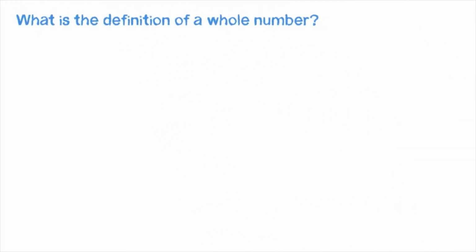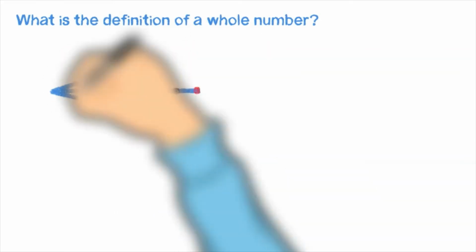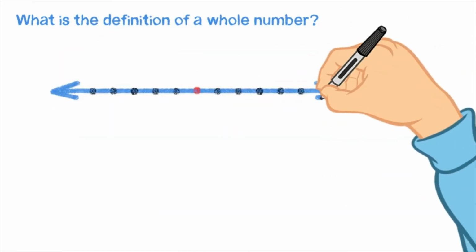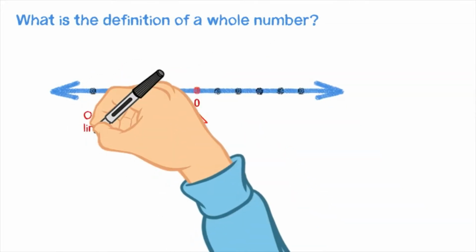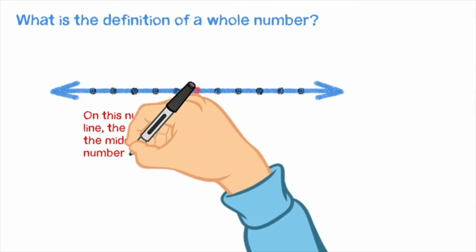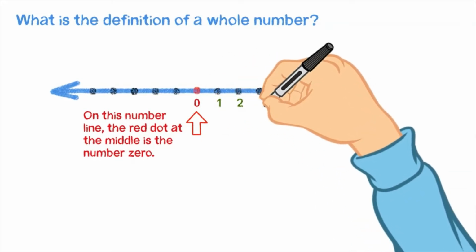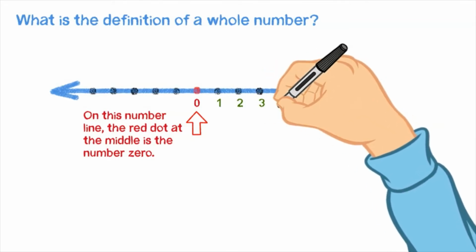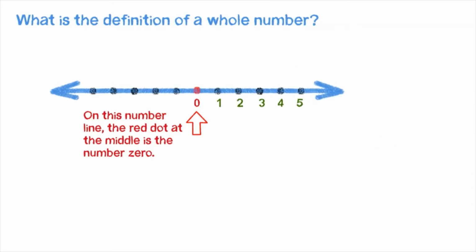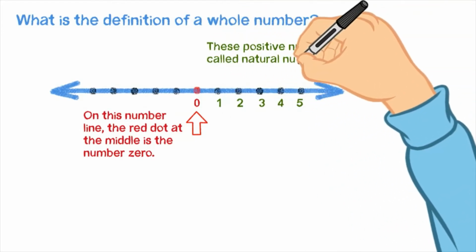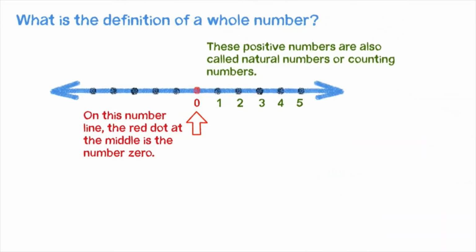Let us start our discussion with whole numbers. What is the definition of a whole number? Before we define what a whole number is, let us consider this number line. On this number line, the red dot at the middle has the number 0. The numbers 1, 2, 3, 4, 5, and so on, to the right of 0 on the number line are positive numbers. These positive numbers are also called natural numbers or counting numbers.